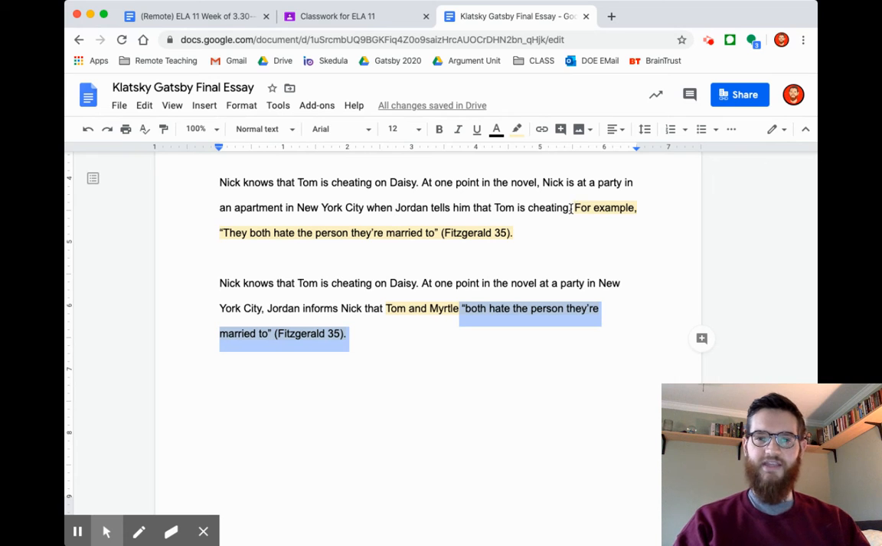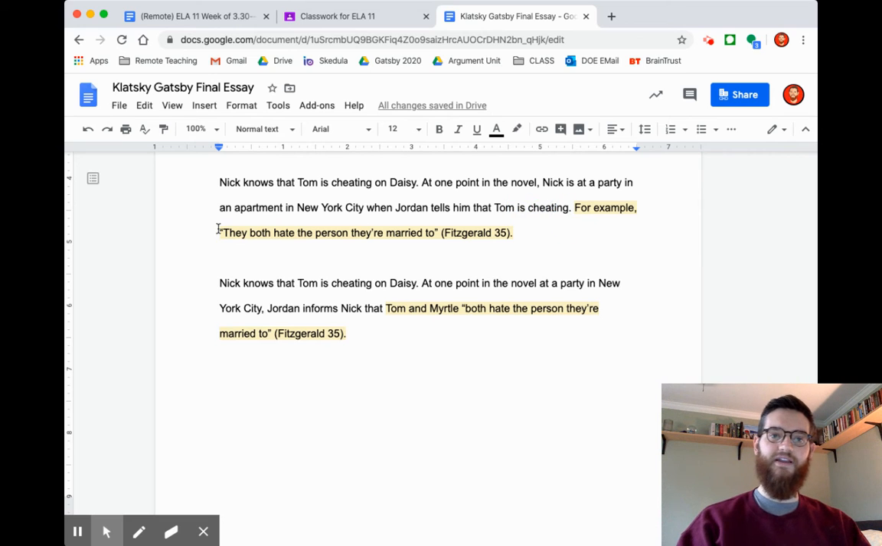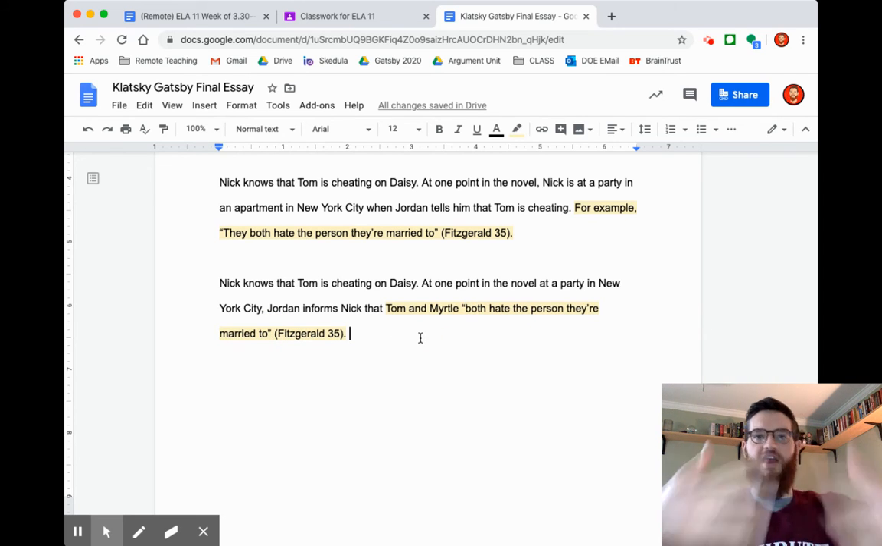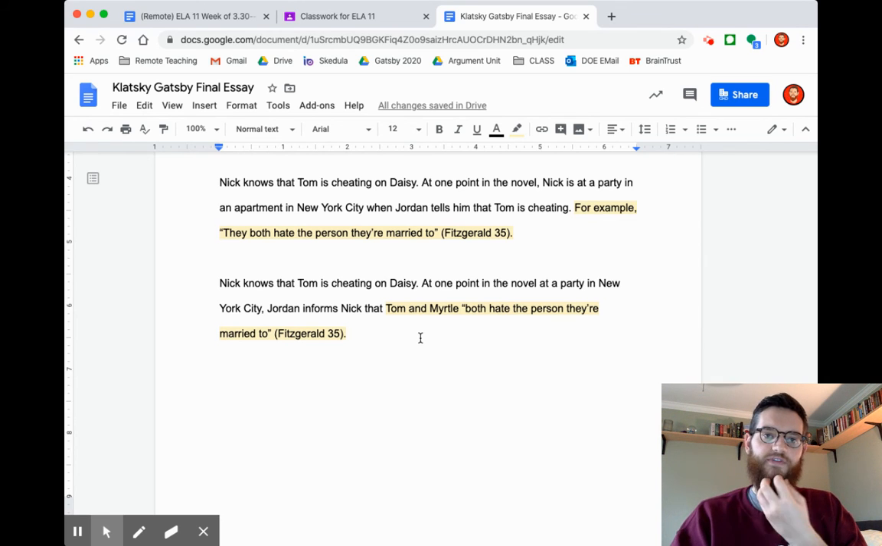So like imagine again, if you close your eyes and I said, Tom is cheating, for example, they both hate the person they're married to. It's super clear that this part, they both hate the person they're married to, is a quote from a book. But if I read this to you, Jordan informs Nick that Tom and Myrtle both hate the person they're married to, you wouldn't know that this part is the quote. And that's what we want to start doing is kind of sneaking quotes in so it sounds more like I'm just writing and talking and I happen to be plugging in quotes. So as you continue writing today, you want your writing to sound more like this, where you are plugging the quotes into your own sentences.